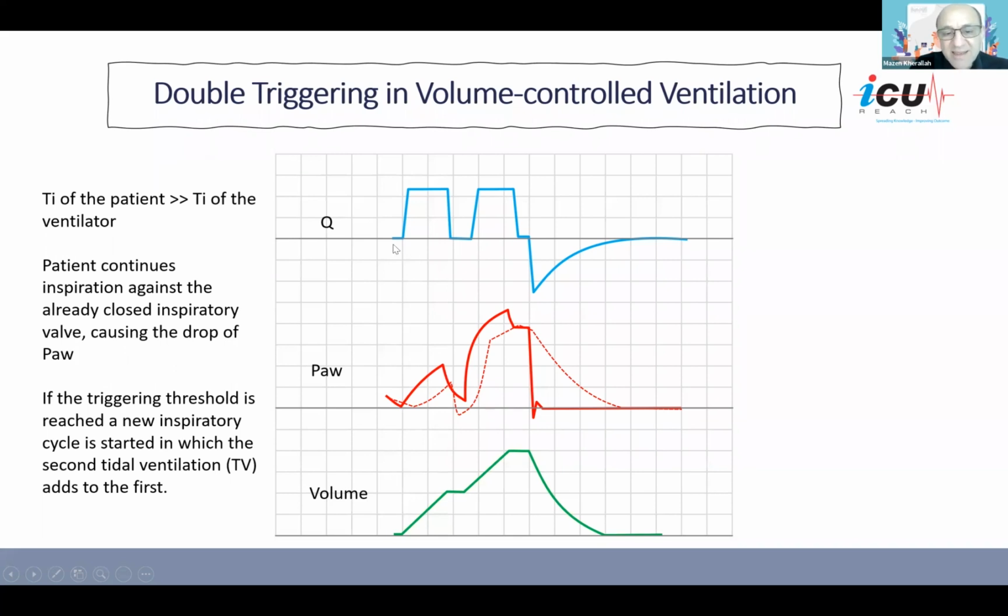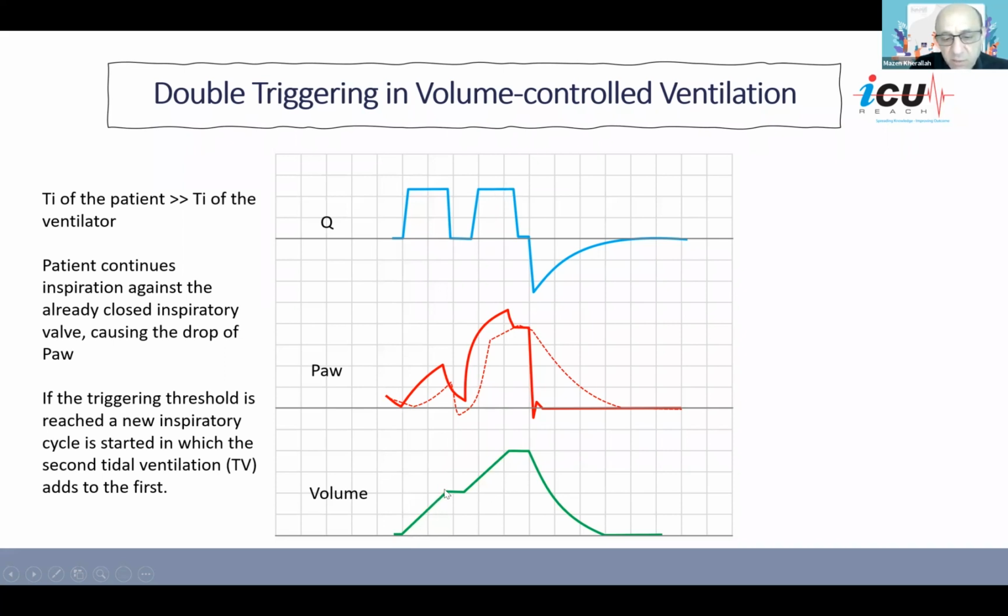The patient did not end his inspiration. He was still inhaling here, and he reached a level that he can trigger another breath before the start of expiration. So that second breath is triggered by the patient. And you can see, since it is volume controlled, it's going to be delivered with the same amount of flow. The flow goes up to the set level, and it will deliver the same tidal volume.